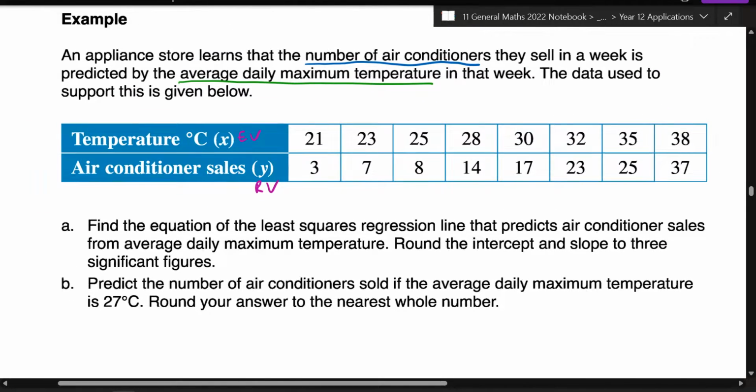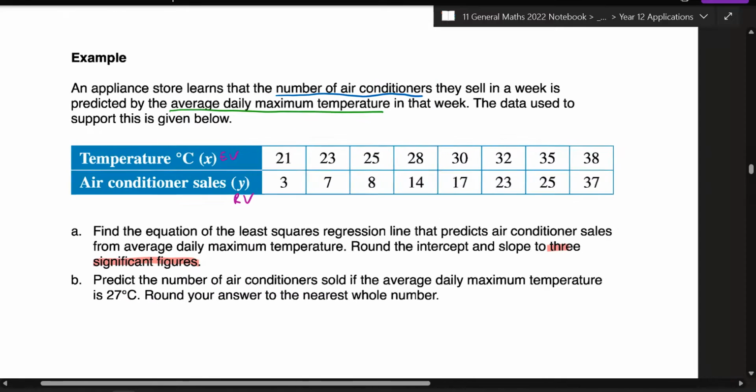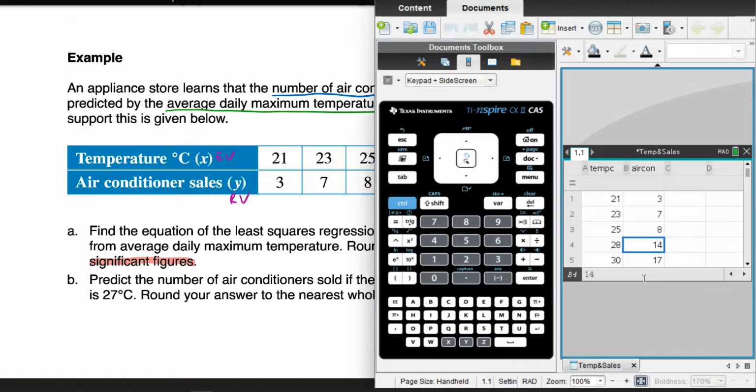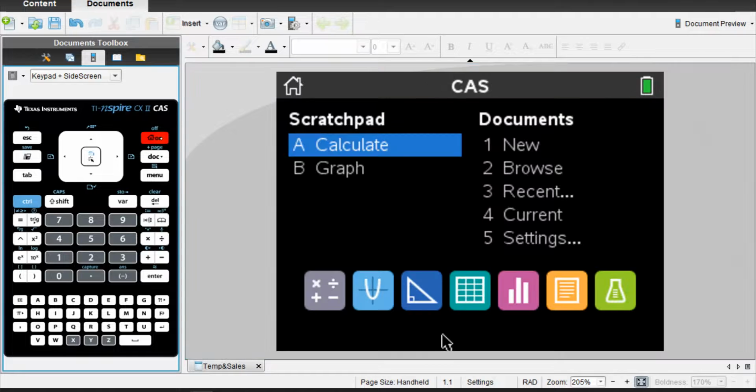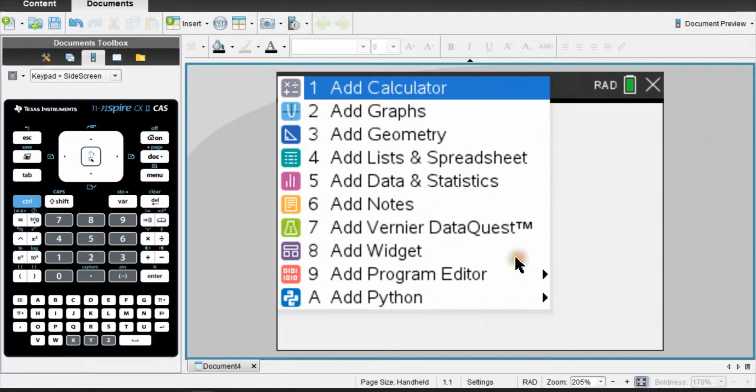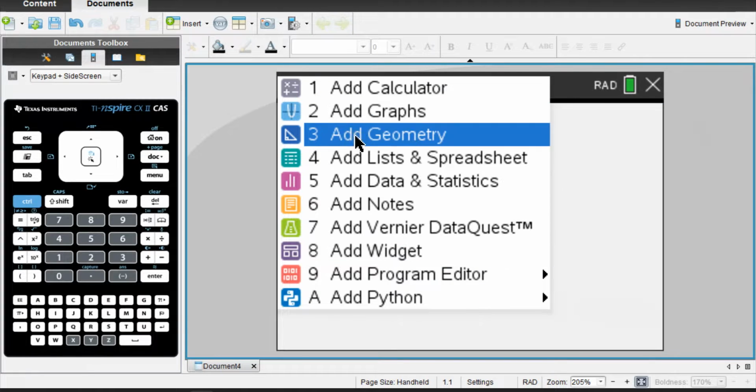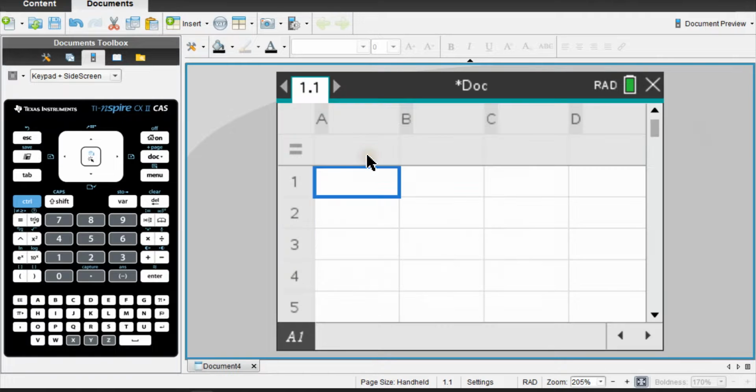We need to find the least squares regression that predicts the aircon sales. Okay, round your intercept and slope to 3 sig figs. All right, there's another thing we need to remember, significant figures. 3 important numbers. All right, so what I'll get you to do is follow along with me. I've already done it on my calculator here. But what I would like you to do, okay, is you're going to go to new document and you're going to add lists and spreadsheets, okay?